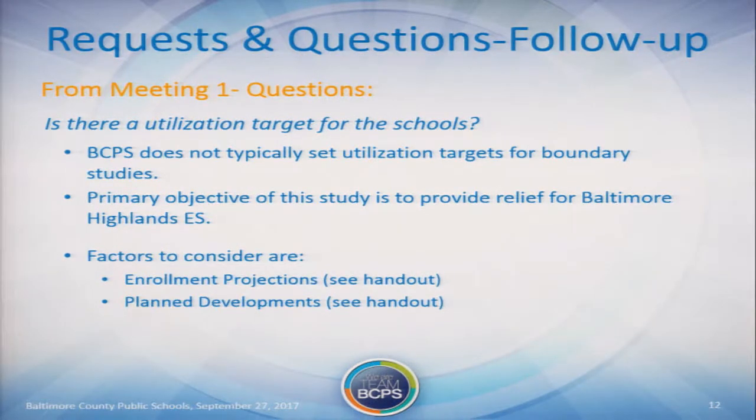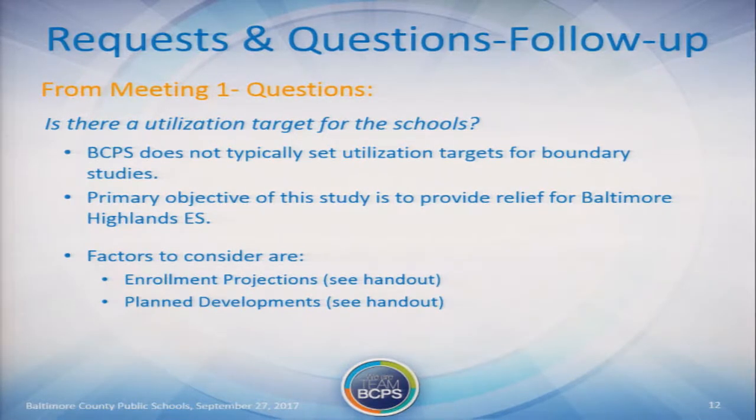Is there a utilization target for these schools? Now, Baltimore County does not typically come up with utilization targets for the boundary. That said, one of the primary objectives, like we said earlier, is to reduce overcrowding in Baltimore Highlands and provide capacity relief to that school.